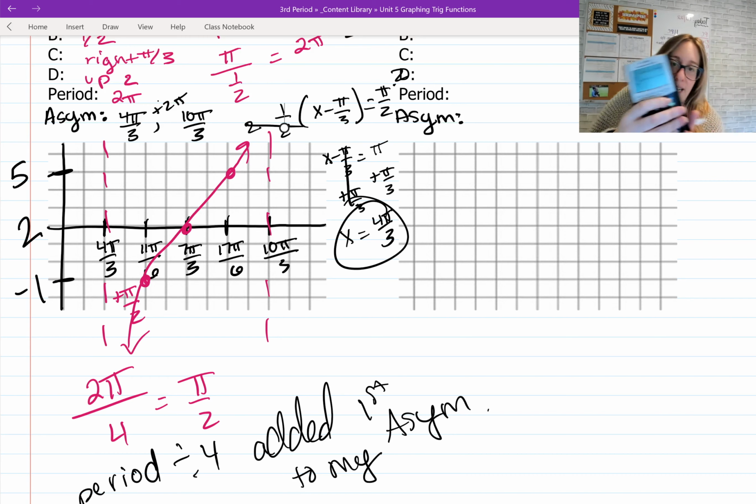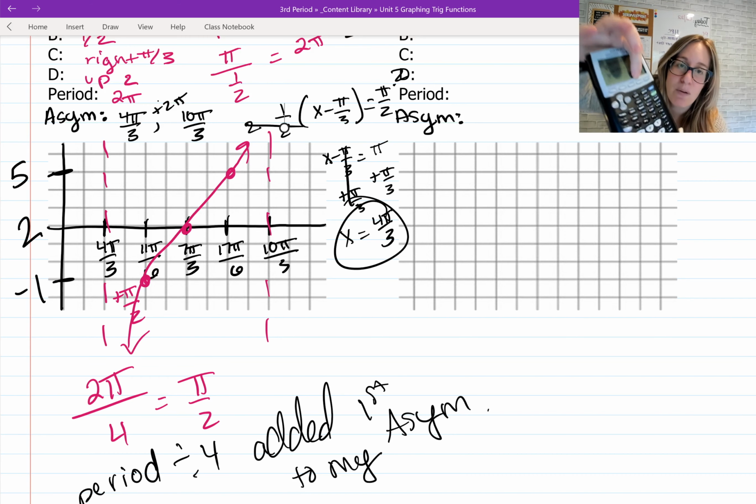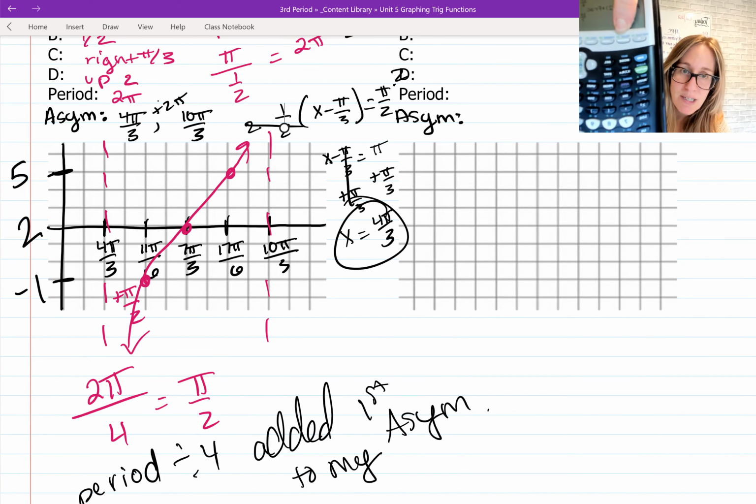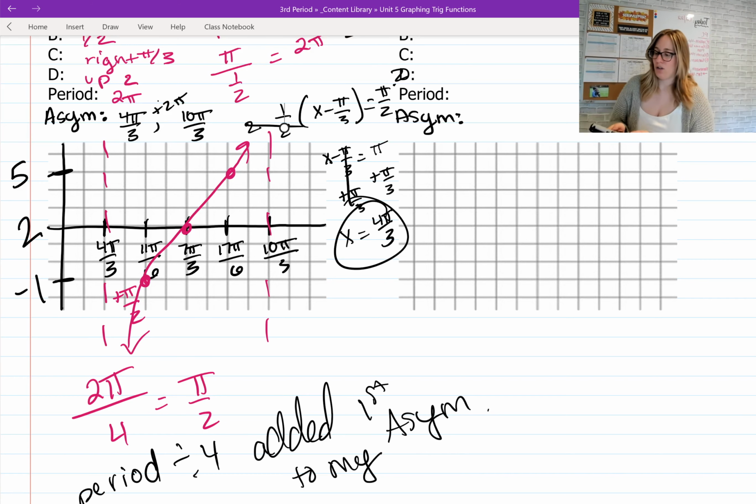If you go to second and then table set, the blue table set, you can change your table to start where your starting point is. It says table start. For this problem, I would put my first table start to be 4 pi over 3. So I would type in literally on that first row 4, the pi symbol, divided by 3. And then the next thing is a triangle, and it says TBL equals. That's how much you want your table to go up by.